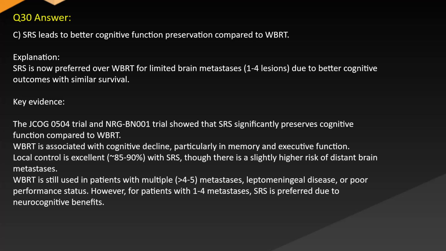Explanation: SRS is now preferred to WBRT for limited brain metastases, 1 to 4 lesions, due to better cognitive outcomes with similar survival. Key evidence: the JCOG 0504 trial and NCCTG trial showed that SRS significantly preserves cognitive function compared to WBRT, which is associated with cognitive decline, particularly in memory and executive function. Local control is excellent, 85–90% with SRS. There is a slightly higher risk of distant brain metastasis, but WBRT is still used in patients with multiple, 4 to 5, metastases, leptomeningeal disease, or poor performance status. However, for patients with 1 to 4 metastases, SRS is preferred due to neurocognitive benefits.